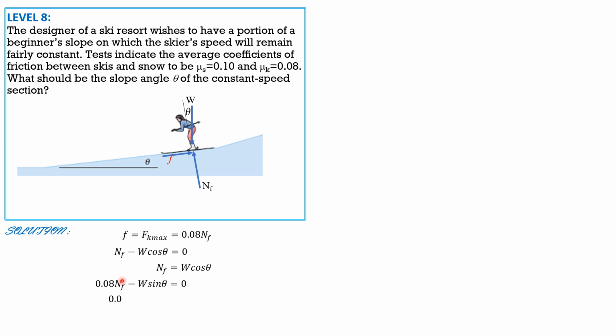Substitute the value of NF, which is W cosine theta, so 0.08 times W cosine theta equals W sine theta. Cancel out W. Tangent theta is 0.08 as expected. So theta is arctan of 0.08, and that is theta equals 4.574 degrees.